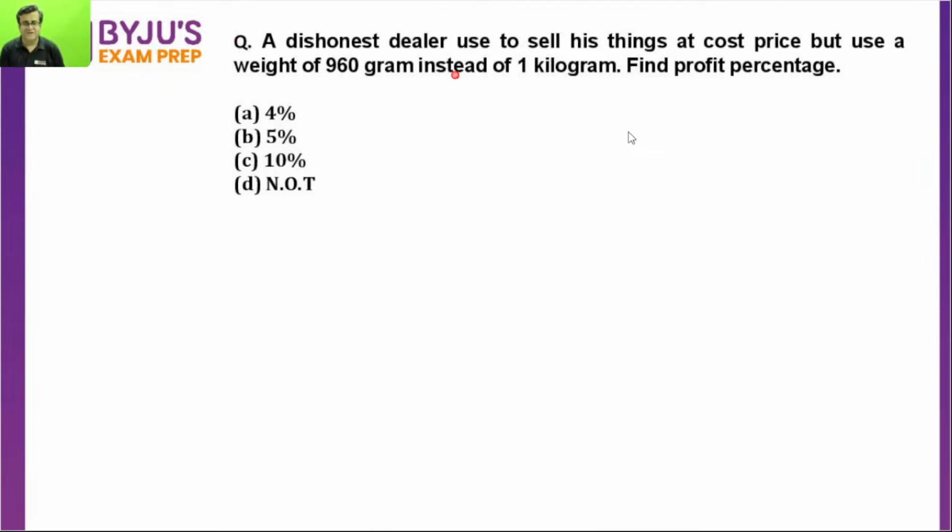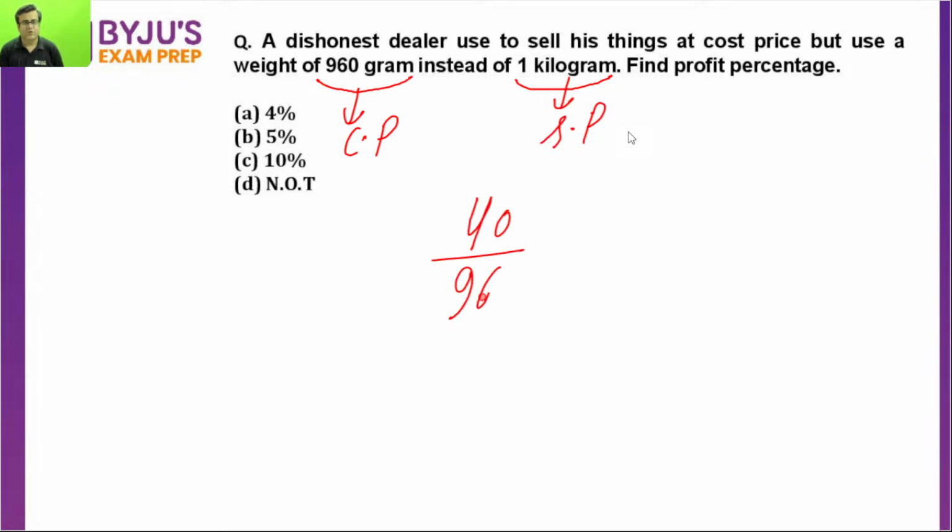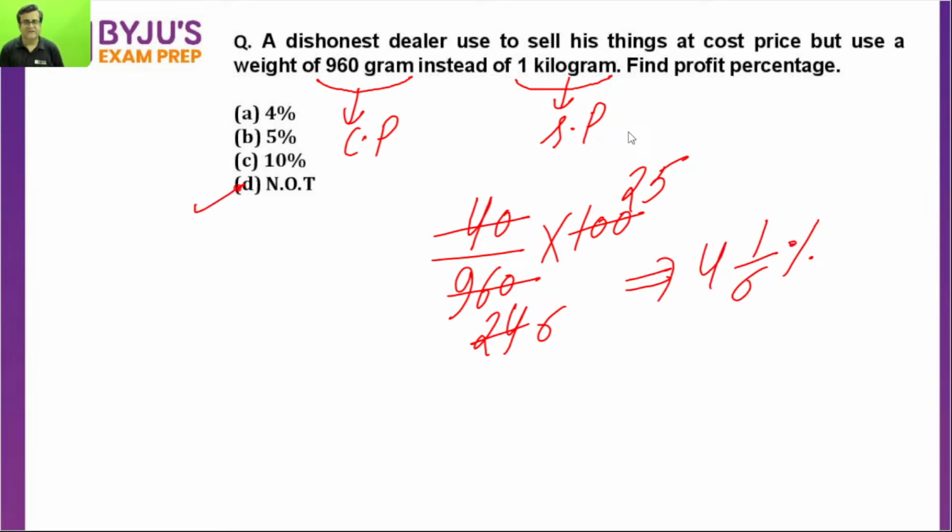A dishonest dealer is giving 960 gram, very close to 4 but not 4, and charging for 1000 gram. So this is the cost, this is the selling. So 40 is the profit upon 960 into 100. So this is giving you 4 1 by 6%. If they write the word approx, then you could answer 4%. That is not an issue.